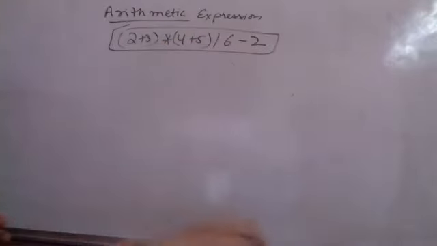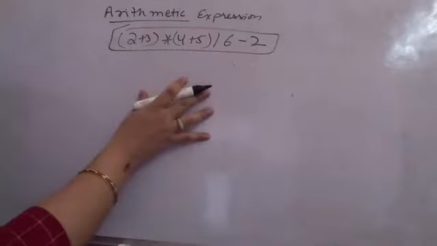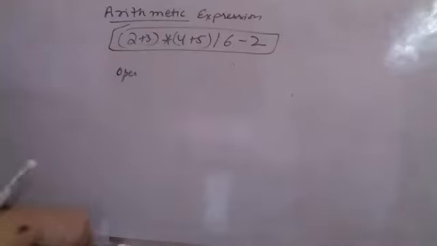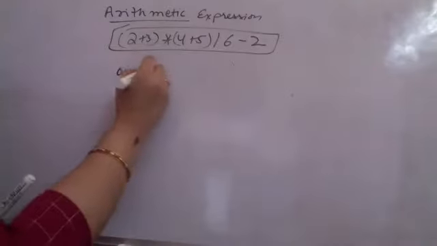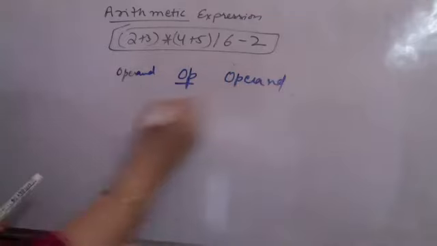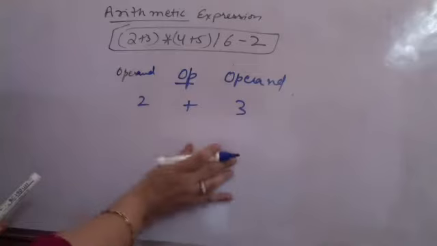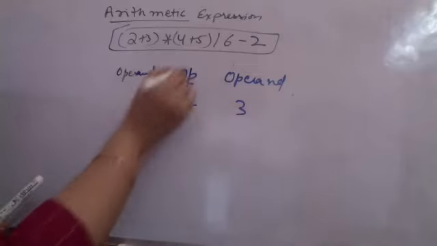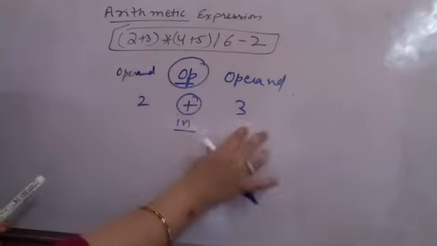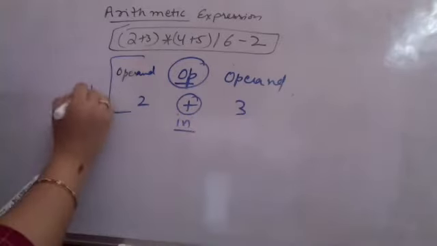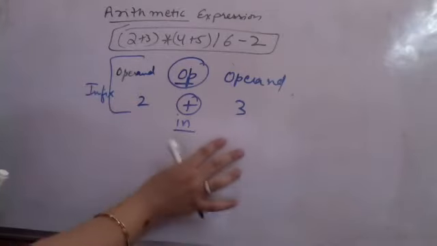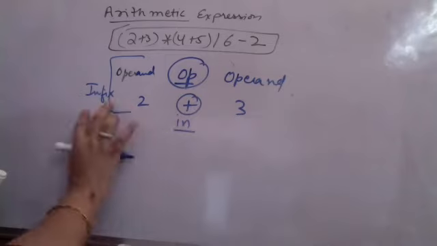So what I do is, since the form in which we write is operand, then operator, then again operand. This is the form in which we are writing 2 plus 3. So operand, operator, operand. So operator comes in between the operands. That is why this is known as infix expression. When operator comes in between the operands, it is known as infix expression.